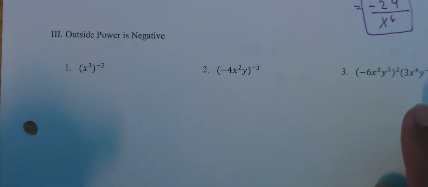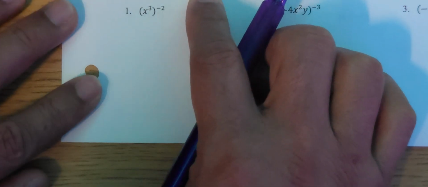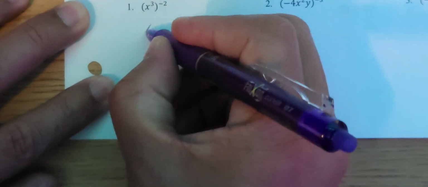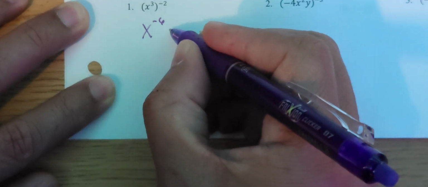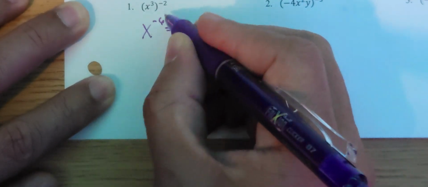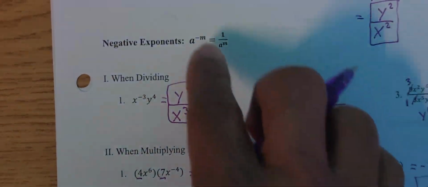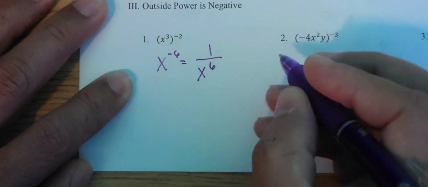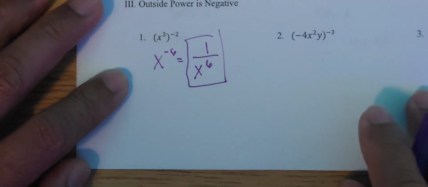Okay. All right. Outside power is negative. So what about when the outside power is negative? So this is the power rule. So this is x to the negative 6th power, which is equal to, again, we make that power positive by applying this rule here. So I'm going to bring that to the denominator and write a 1 over it. So this is x to the 6th power. And that's the answer to this one.